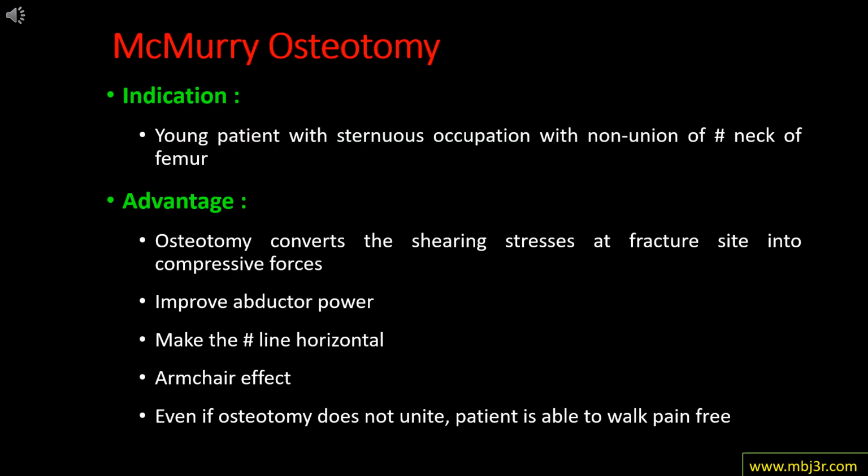McMurray's osteotomy. Indication: young patient with a strenuous occupation with a non-union fracture of the neck of femur. Advantage: the osteotomy converts the shearing stresses at the fracture site into compressive forces, improves abductor power, makes the fracture line horizontal, and gives an armchair effect. Even if the osteotomy does not unite, the patient will be able to walk pain-free.